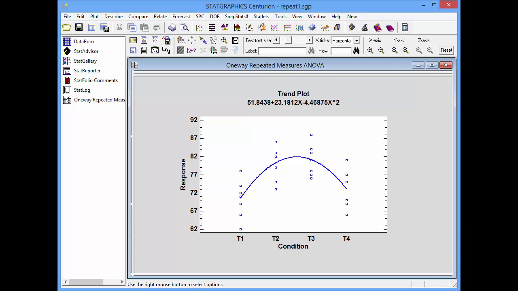As you can see, there's much to be learned by analyzing a repeated measures experiment.